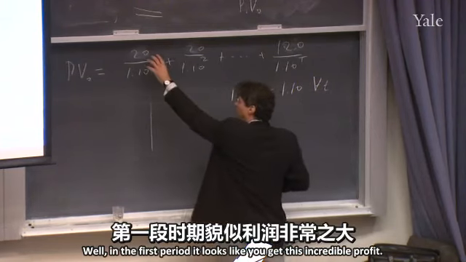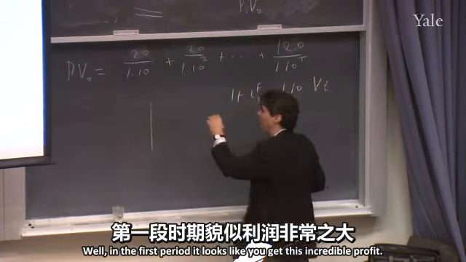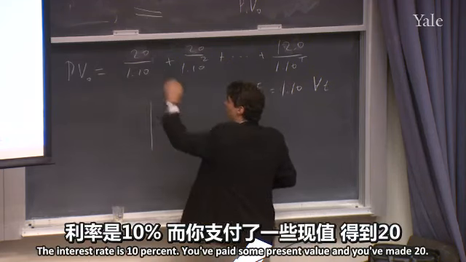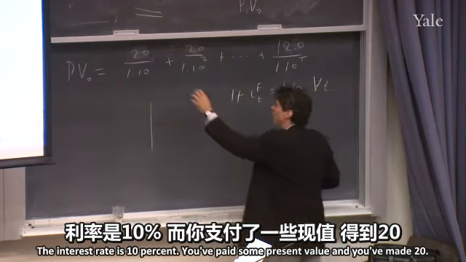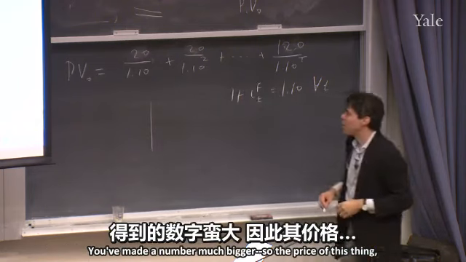Well, in the first period, it looks like you get this incredible profit. The interest rate is 10%. You've paid some present value, and you've made 20. You've made a number much bigger.